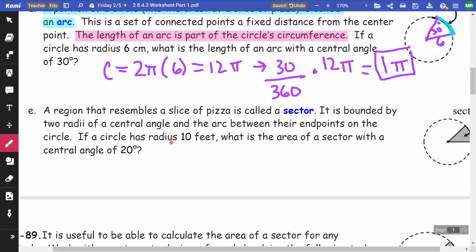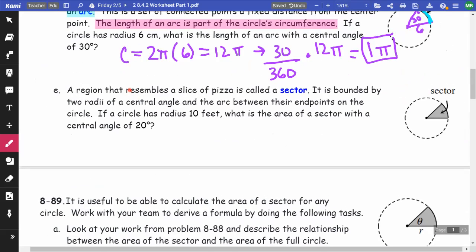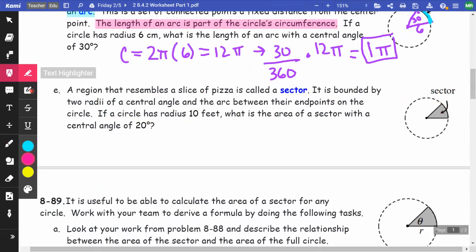Now on the next one, it says a region that resembles a slice of pizza is called a sector. Okay, so here this is a sector. It's like a slice of pizza. It is bounded by 2 radii, okay, of a central angle and the arc between their endpoints of the circle. If a circle has a radius of 10, okay, radius of 10, what is the area of the sector with central angle 20?